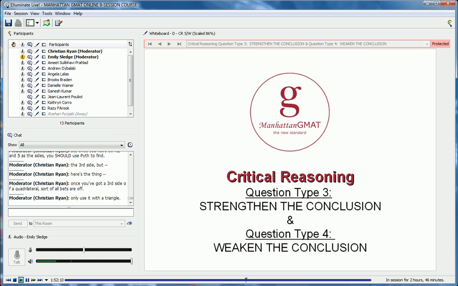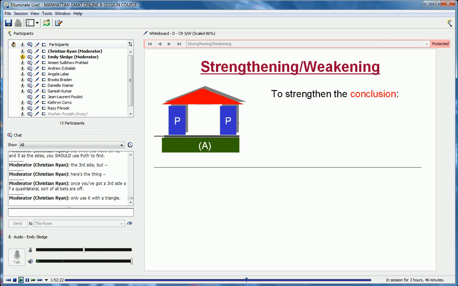We're going to do strengthening and weakening the conclusion both today because obviously they're pretty related. They both have to do with what effect a new statement would have on the conclusion. So let's go back to our old building analogy for an argument, where the conclusion is like the roof of the building.